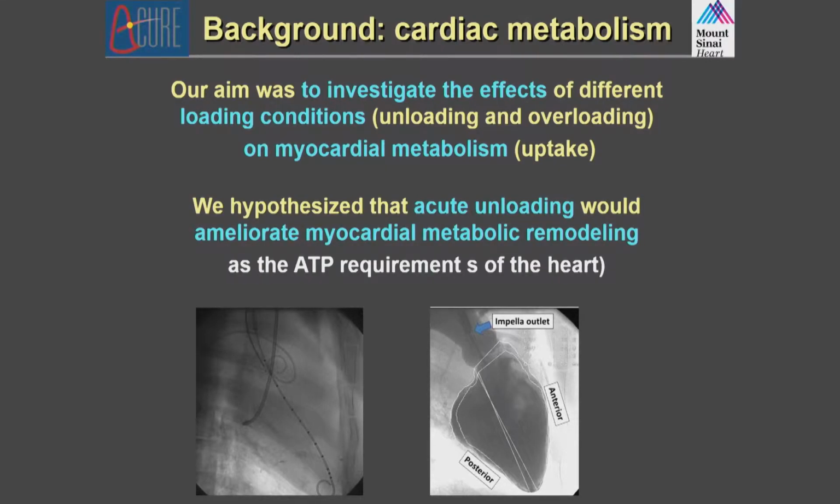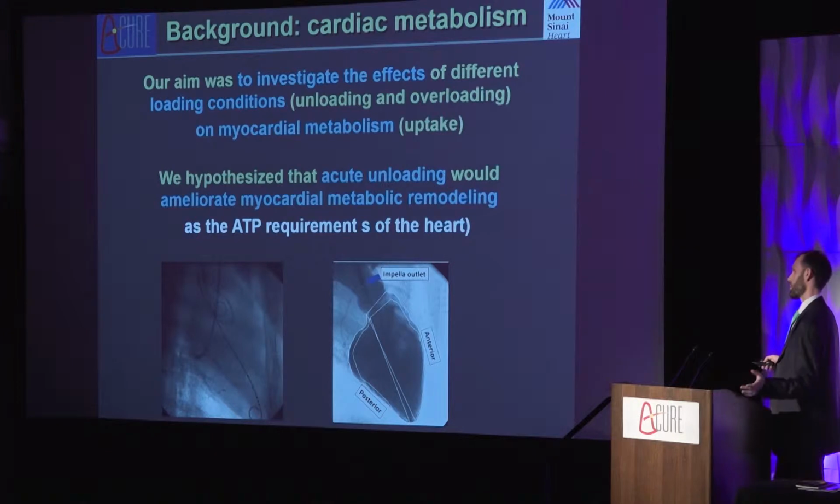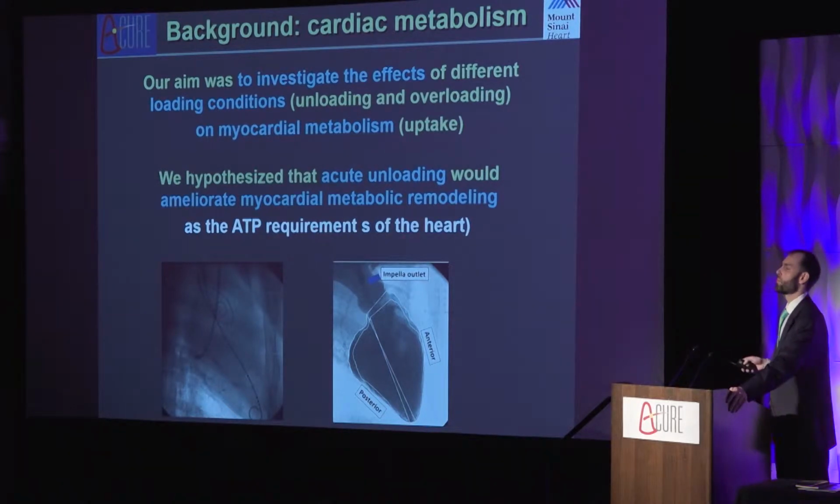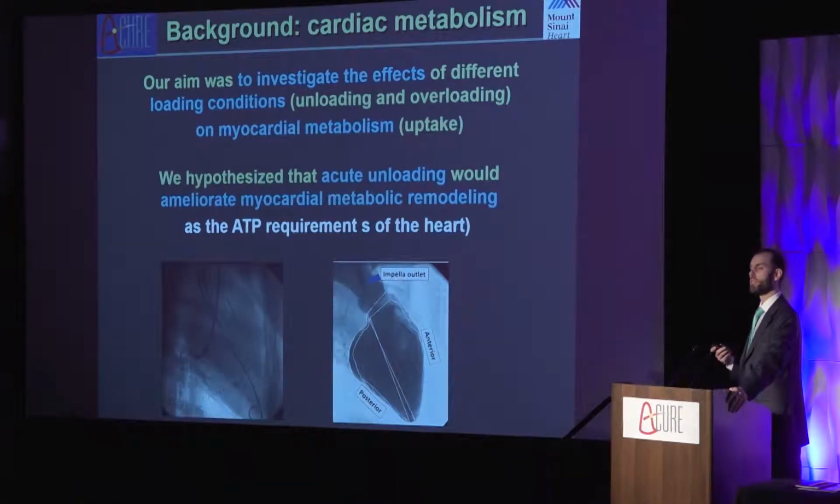So, having in mind the central role of cardiac energetics in heart failure, our aim was to investigate the effects of the different loading conditions on myocardial metabolism. And since unloading with Impella will decrease the ATP requirements of the heart, we hypothesized that this acute unloading would at least partially reverse the metabolic derangement of the failing heart, meaning that it will ameliorate myocardial metabolic remodeling, will reduce glucose consumption, and will probably reduce the anaerobic pathways in the heart.